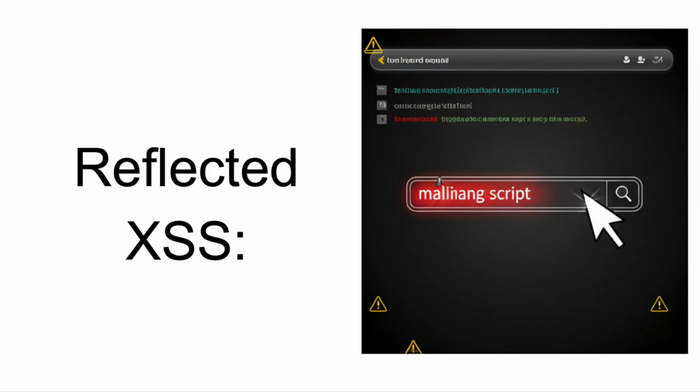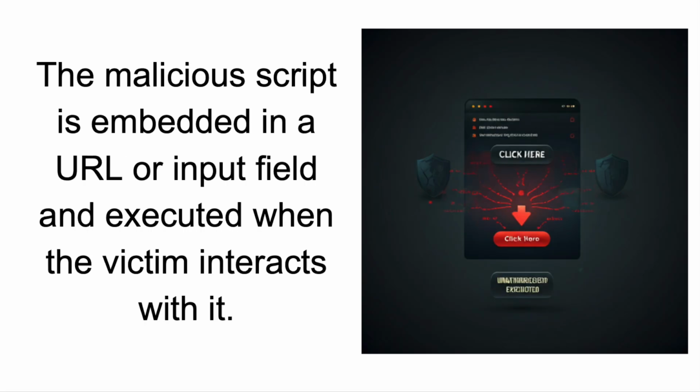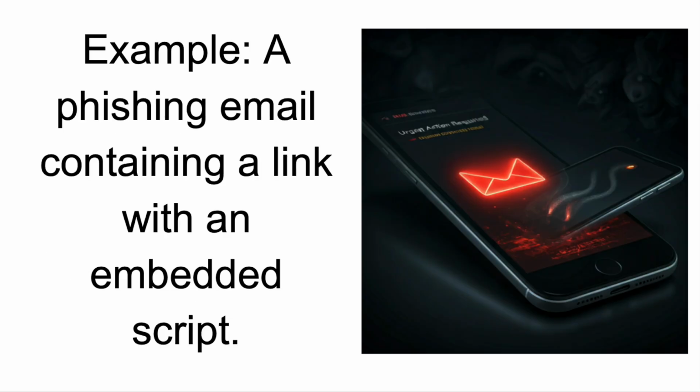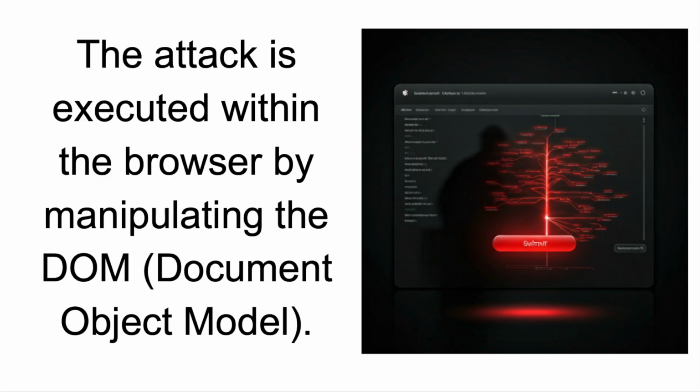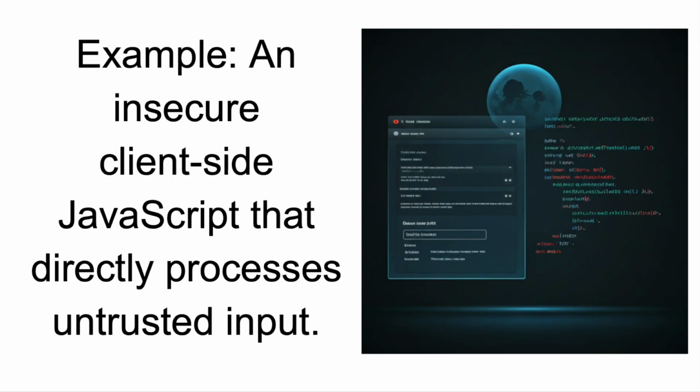Reflected cross-site scripting. The malicious script is embedded in a URL or input field and executes when the victim interacts with it. Example, a phishing email containing a link with an embedded script. DOM-based cross-site scripting. The attack is executed within the browser by manipulating the DOM, the document object model. Example, an insecure client-side JavaScript that directly processes untrusted input.